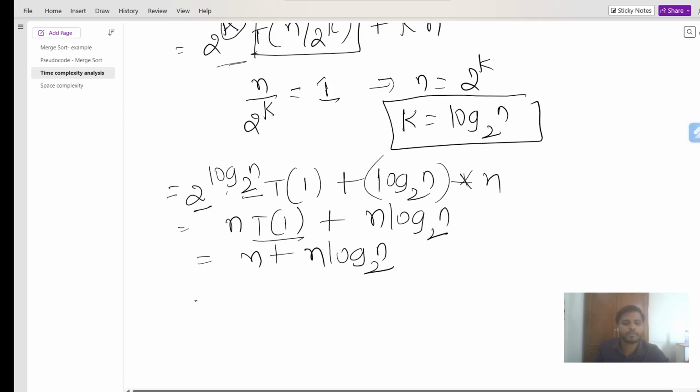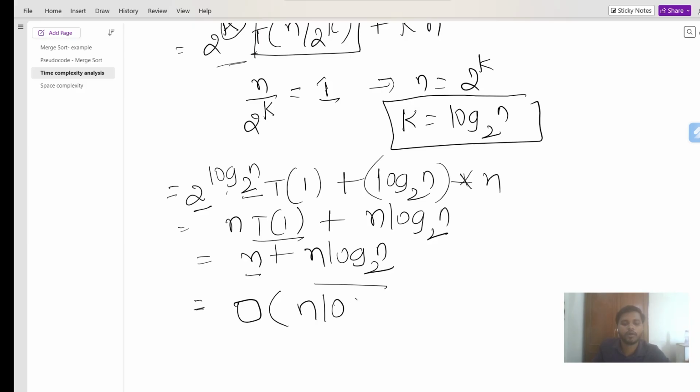How are we going to express the time complexity in terms of big O? So among n and n log n, which is the most dominating term? N log n. The time complexity is big O of n log n base 2. So this is the time complexity of merge sort.